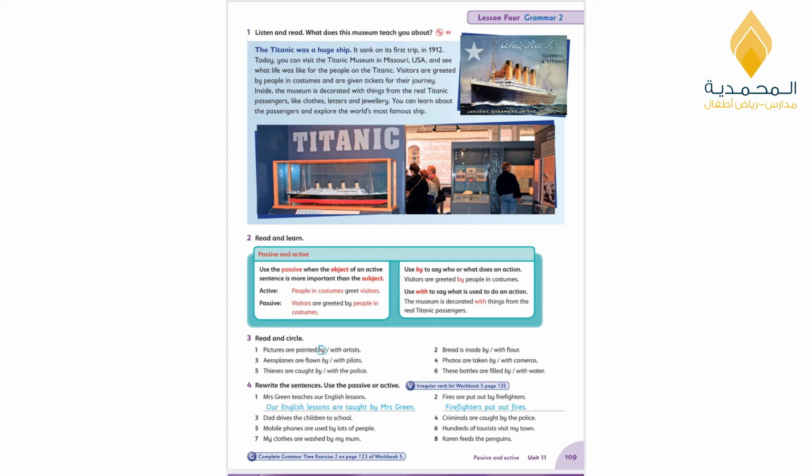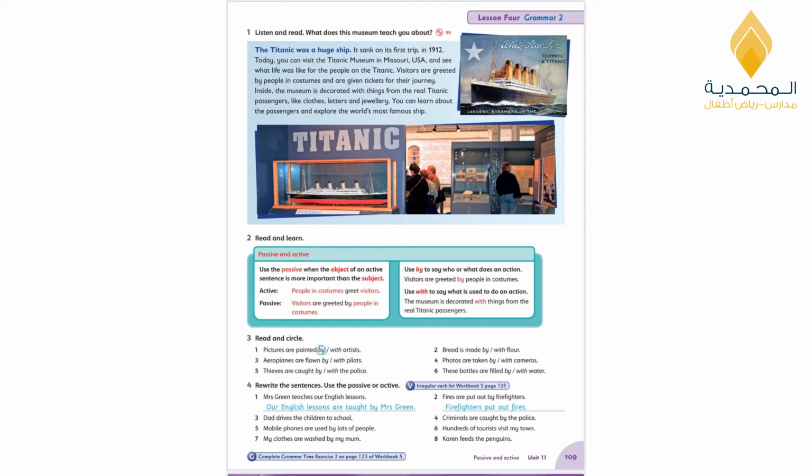Aeroplanes are flown by or with pilots. Excellent. By. Number 4. Photos are taken by or with cameras. Excellent, with. Number 5. Thieves are caught by or with the police. Yes, by. Number 6. These bottles are filled by or with water. Excellent, with.